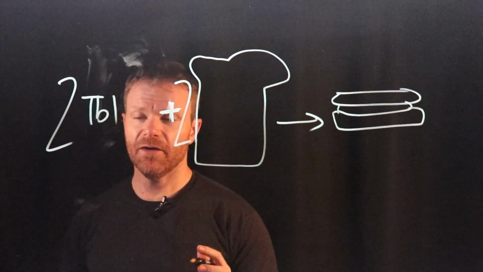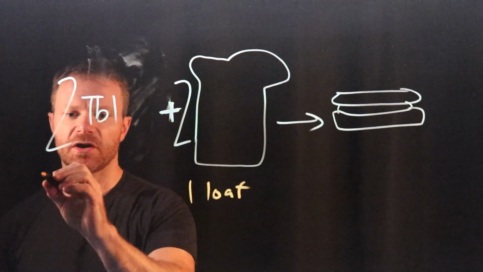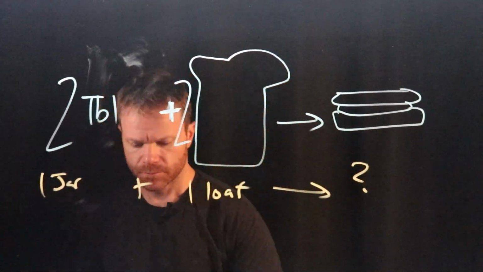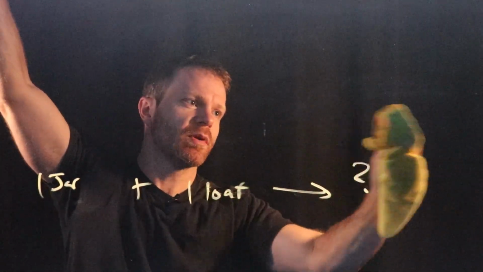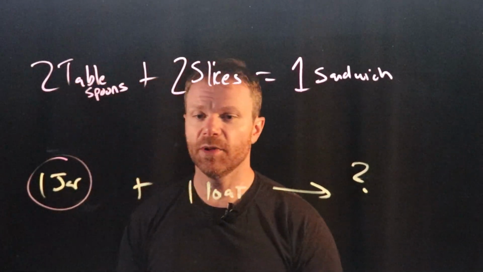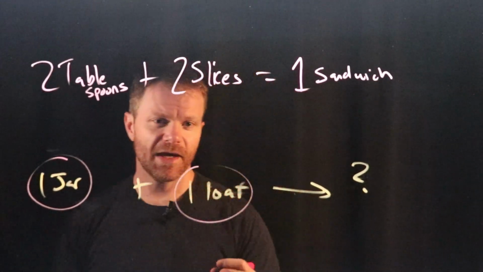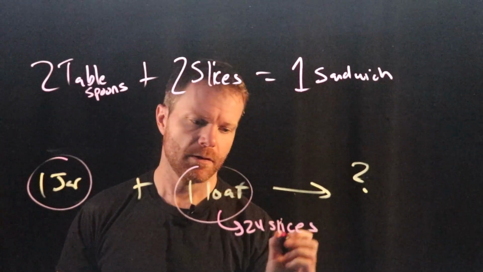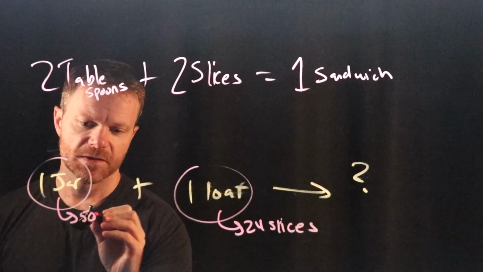So let's say I have 1 loaf of bread and I have 1 jar of peanut butter. How many sandwiches can I make? As we established in our formula, and maybe I'll write it down in words instead of pictures, we're starting with 1 jar of peanut butter and 1 loaf of bread. So we're going to need a little bit more information. If you look it up, the average loaf of bread has 24 slices. And the average jar of peanut butter has 50 tablespoons.